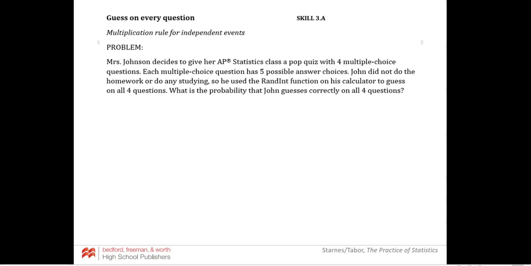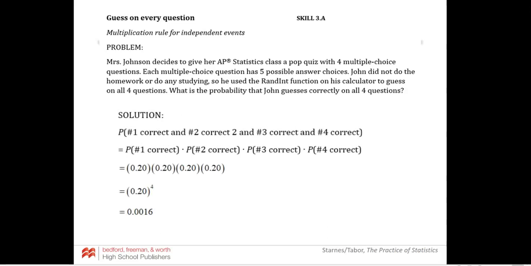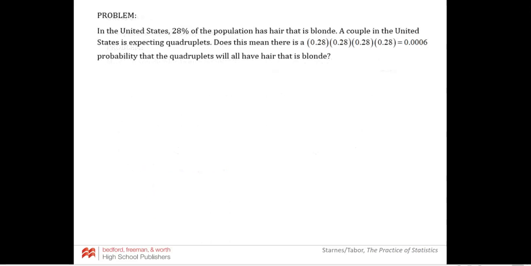So there are 5 possible answer choices, right? Are those events independent? The question is, does the first guess have any effect on the second guess? I would say no, right? They're totally independent, so you just multiply the 4 different possibilities. It'd be 1 out of 5 times 1 out of 5 times 1 out of 5 times 1 out of 5, or 0.2 times 0.2 times 0.2 times 0.2, which is 0.0016. So 0.16% of the time, less than 1% of the time, he's going to get all 4 questions right. That is not a great percentage. Maybe you should study. I think that's the lesson you can learn from that.